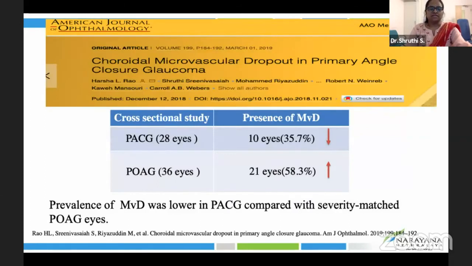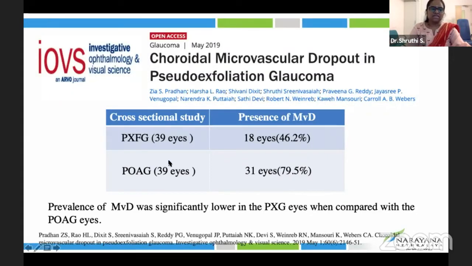So when we looked at the prevalence of microvascular dropout in primary angle closure glaucoma, when compared to severity-matched POAG eyes, we found that there is a lower prevalence of microvascular dropout in PACG eyes compared to POAG eyes. Then this is another study of ours where we looked at choroidal microvascular dropout prevalence in PXF glaucoma compared to POAG in severity-matched eyes. So we found here that the prevalence of microvascular dropout in PXFG eyes is significantly lower compared to primary open angle glaucoma eyes.